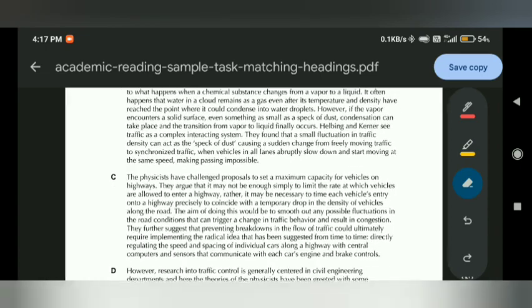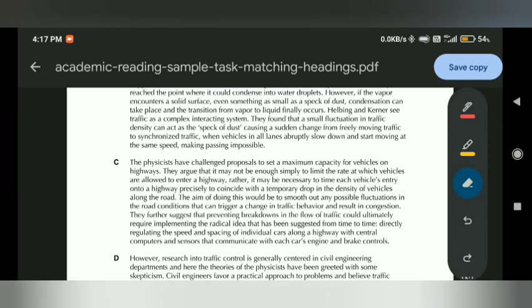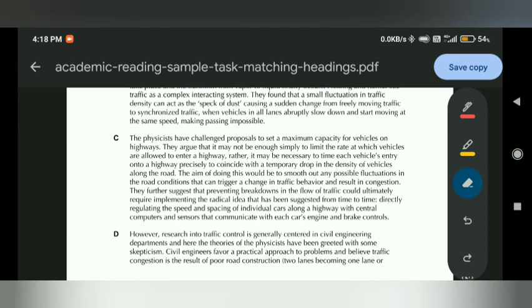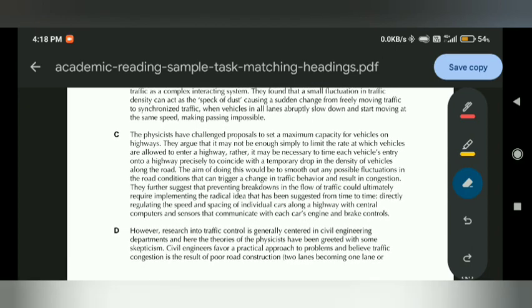B is already done, and in the C paragraph, the physicists have challenged proposals to set a maximum capacity for vehicles on a highway. They argue that it may not be enough simply to limit the rate at which vehicles are allowed to enter a highway. Rather, it may be necessary to time each vehicle entry onto the highway precisely to coincide with the temporary drop in the density of vehicles along the road. The aim of doing this would be to smooth out any possible fluctuation in the road consolidation.